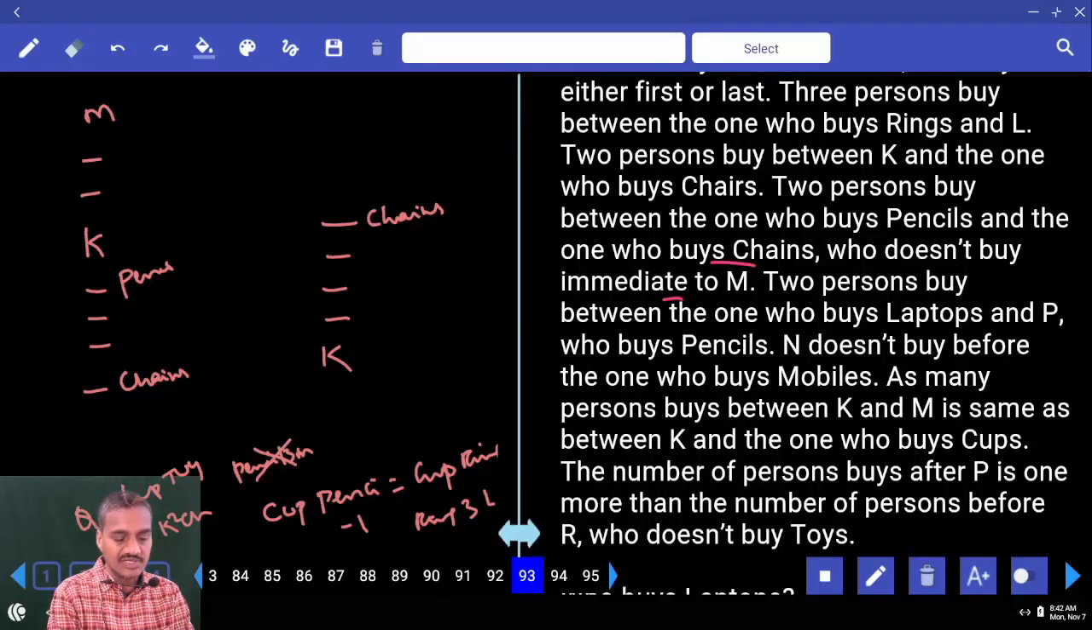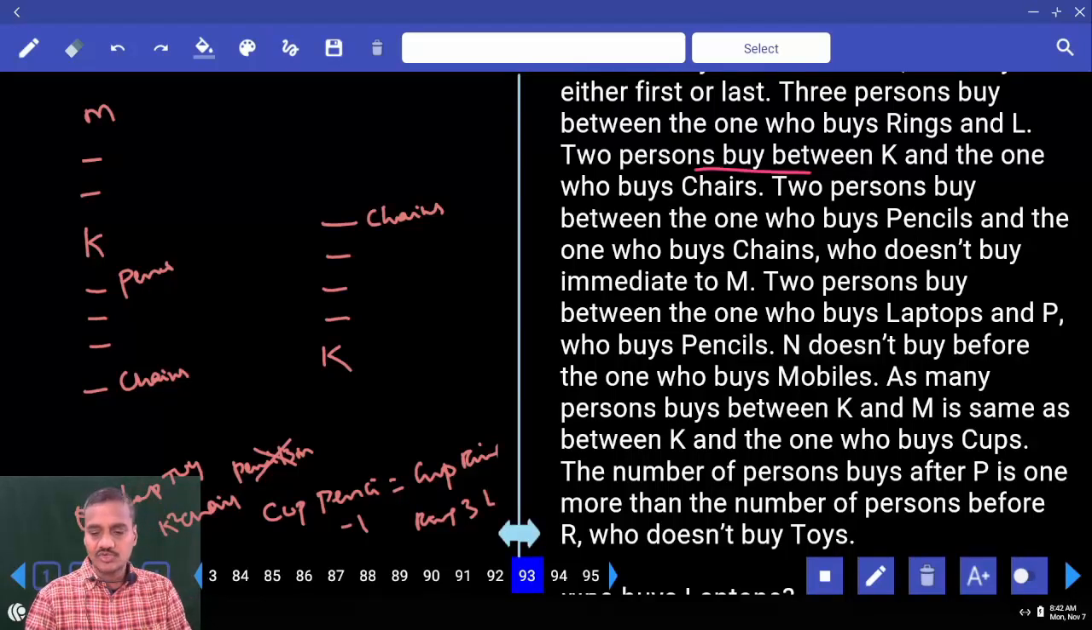And next one, chain and K. There must be exactly 2 persons between pencil and chains. Between pencil and chain, there are 2 persons, that information is done. And 2 persons between laptop and P. What other information is there? And 2 persons between K and the one who buys chair. K and chair, there must be exactly 2 persons.